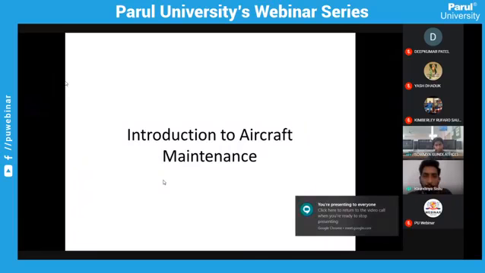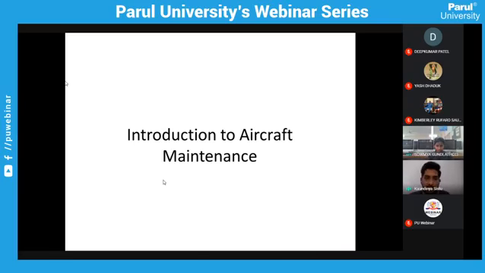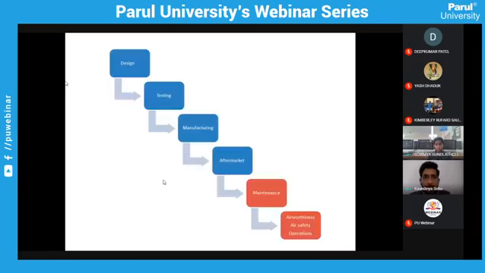So, introduction to aircraft maintenance: what we will be discussing initially in this session. First of all, before maintenance, we can go through a briefing of what our aviation industry actually is. I think most of you are from an aeronautical or mechanical background. So this is how our flowchart structure goes.